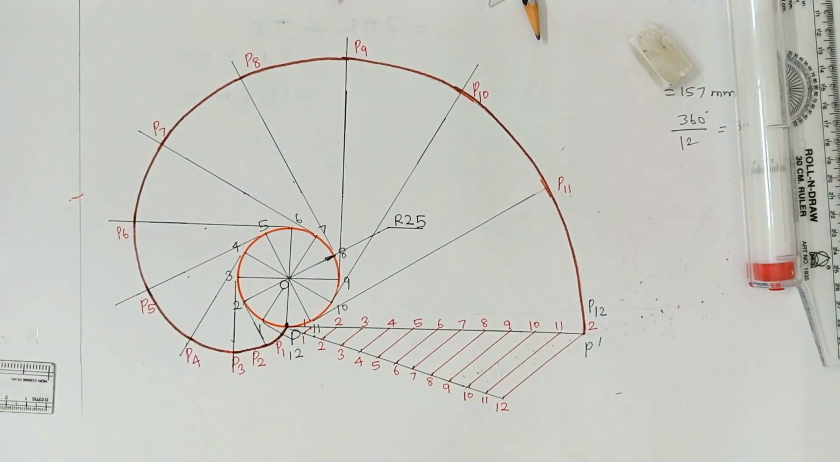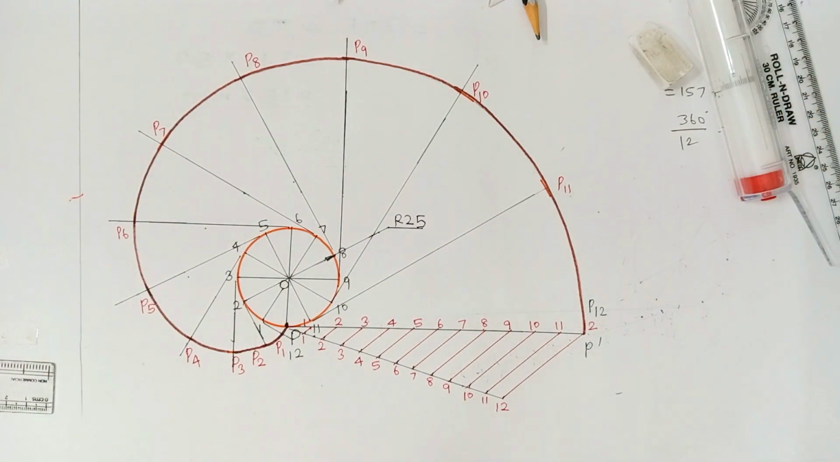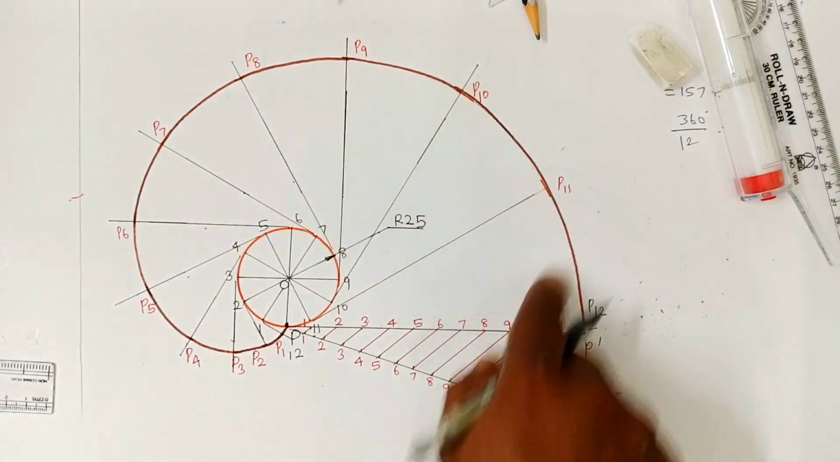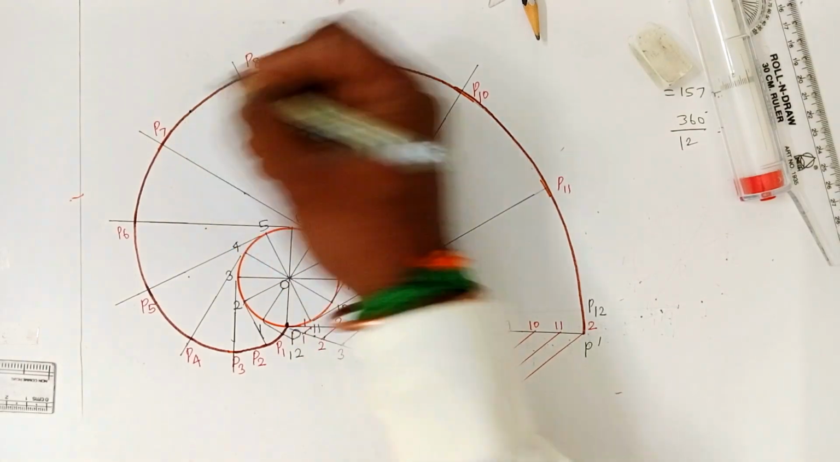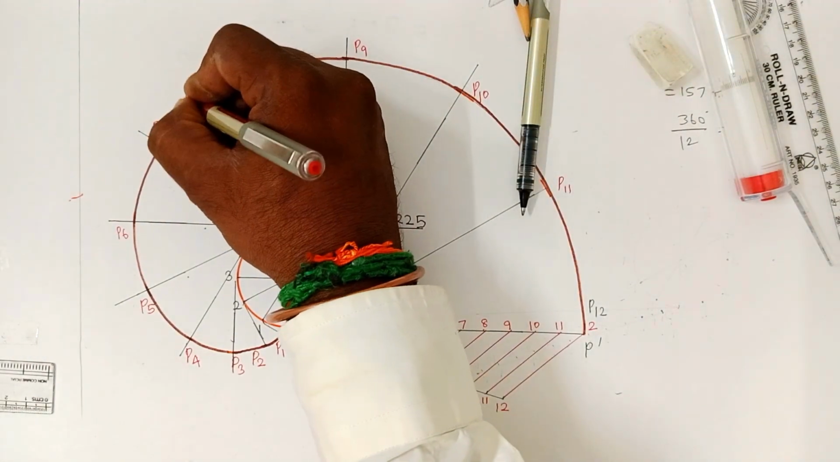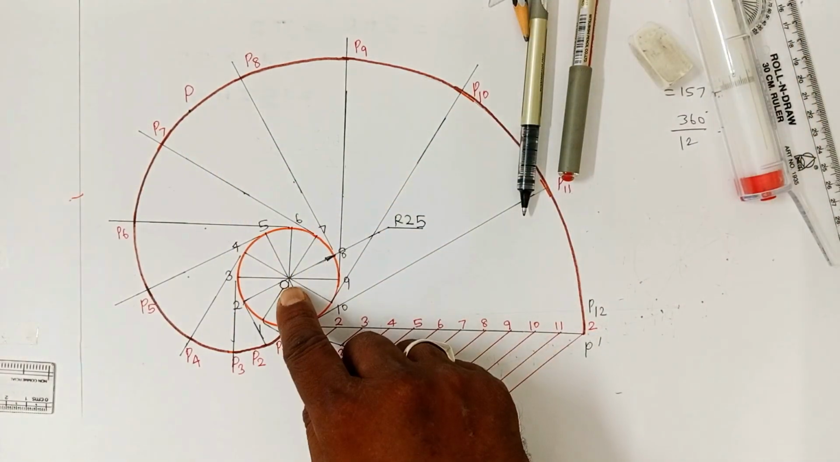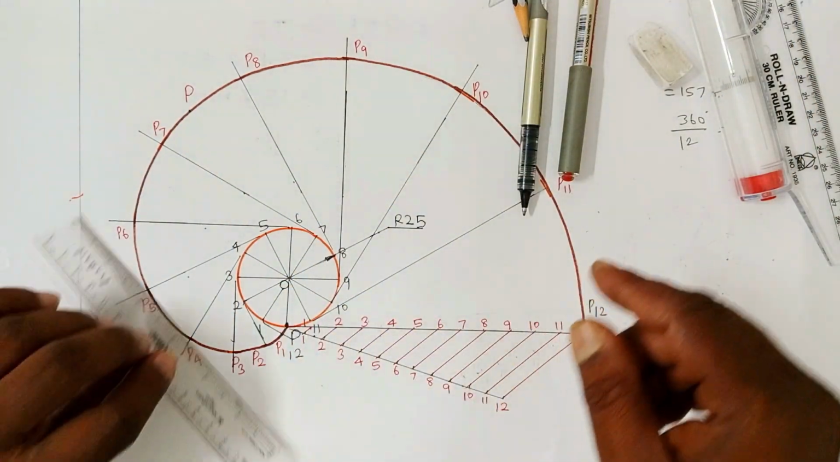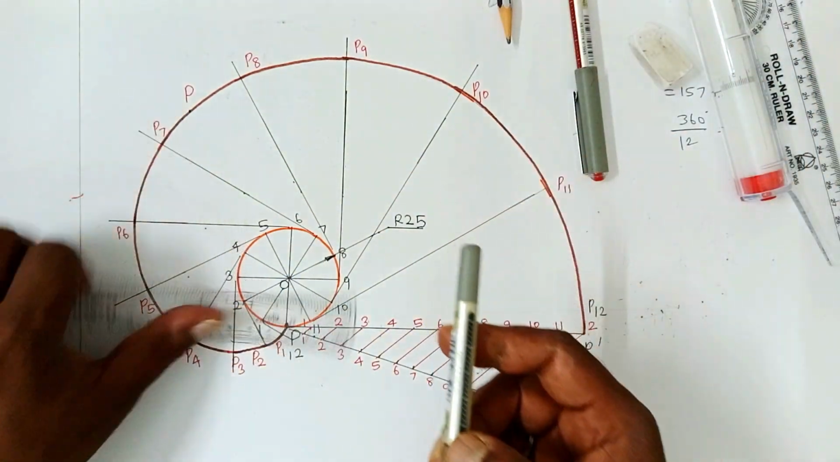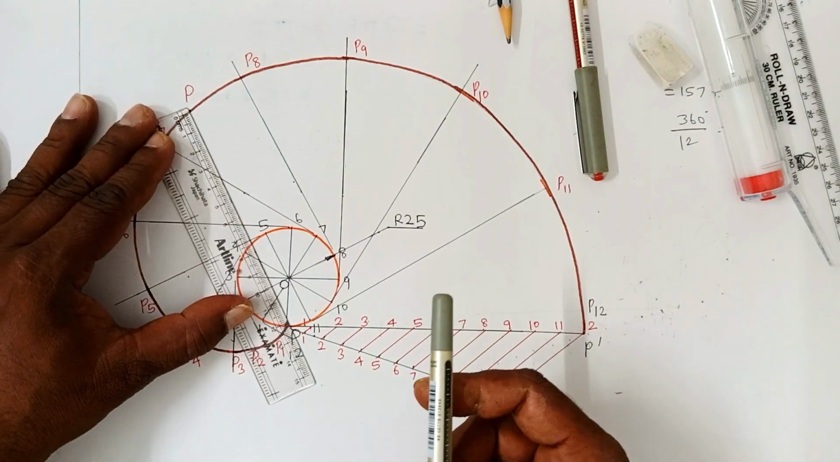Okay. So next, in the question, it is also asked to draw a tangent and normal at any point on the curve. Anywhere you can choose a point. Let me choose this as point P. For this marked point, I am going to draw the tangent and normal. Join P with the center of the circle O by freehand or using a scale. Join OP.